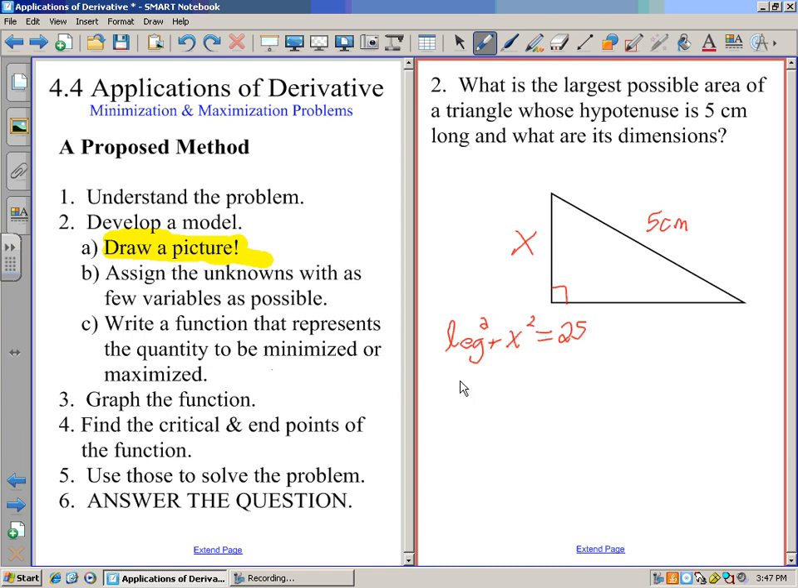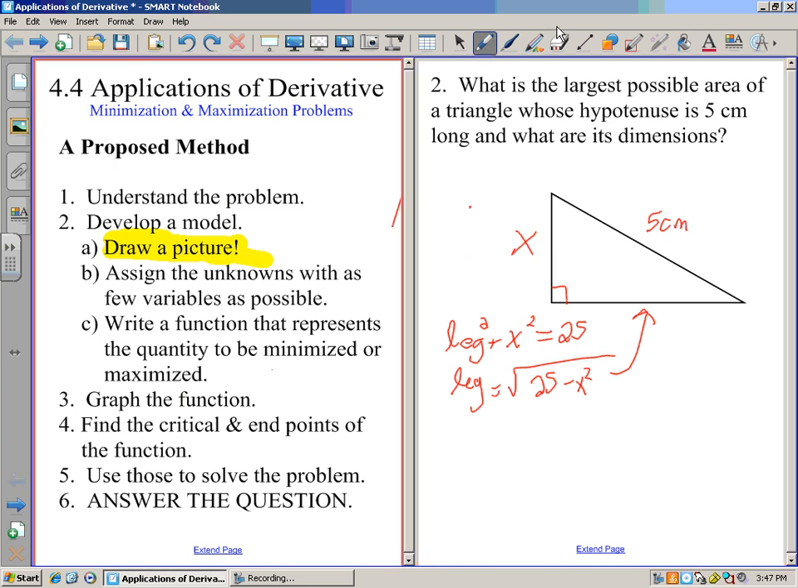So I can write that my leg equals the square root of 25 minus x squared. Okay, so I don't have to introduce another variable for that leg. I can simply solve for that leg given that I assigned this side to be x centimeters long and this side to be 5 centimeters long.